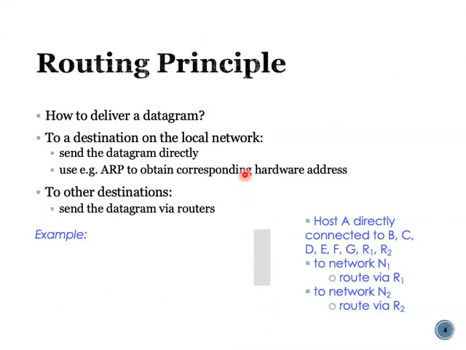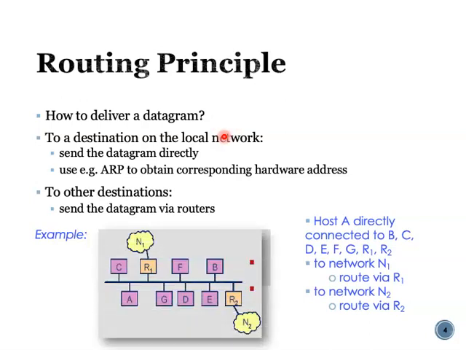Remember that the internet is a combination of networks connected by routers. So when a datagram, for example, wants to go from source to destination, it will probably pass through many routers until it reaches the router attached to the destination network. So routing principle basically deals with how to deliver a datagram. A datagram can be delivered to a destination on the local network. In this case, it can be sent directly, and it can use ARP to obtain the corresponding hardware address. And the datagram can also be sent to other destinations that are not on the same network as the source. So this will be sent via routers.